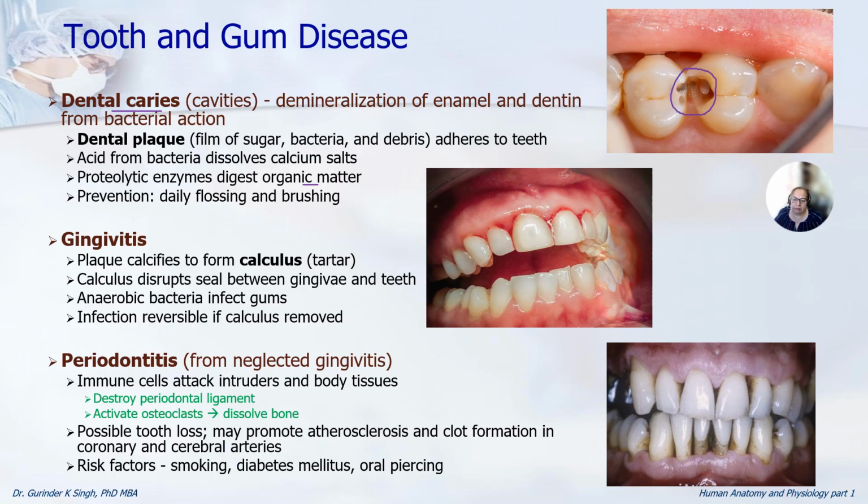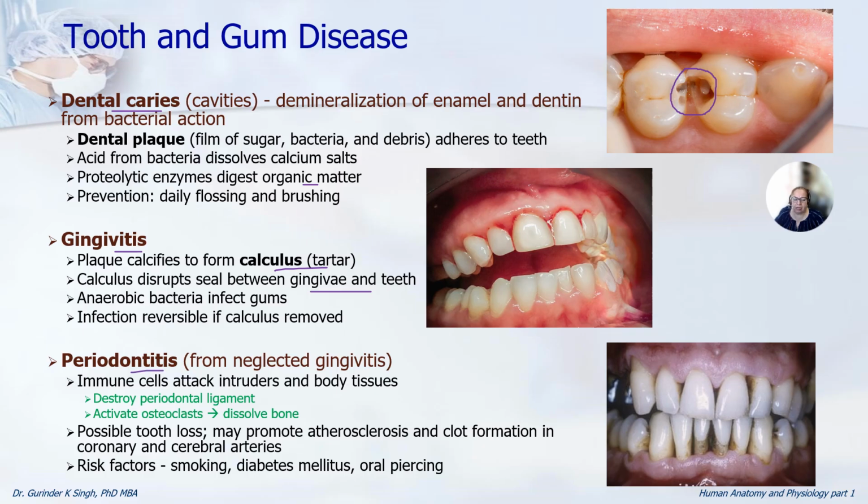The second very common disease is gingivitis. Gingivitis is when these plaques have formed and calcified and are a little harder, and these are called tartar. Because it is hard, this calculus can disrupt the seal between your gum and the teeth, and then you will have bacteria growing there, and you'll have more bleeding whenever you brush. The third, if you don't take care of your teeth, is periodontitis.